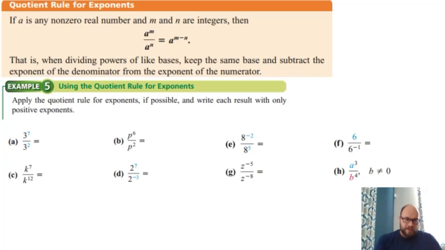So going over here to the first example, we have 3 to the 7 over 3 to the second. That'd be the same thing as saying 3 to the 7 minus 2, which gives us 3 to the 5th.